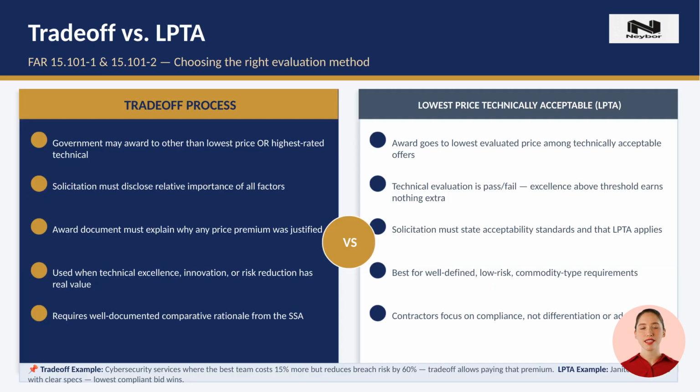Let's look at the 2 main methods under the best value continuum. On the left, the trade-off process gives the government flexibility to pick an offer that isn't the cheapest, as long as the additional technical quality justifies the price premium. The source selection authority must document exactly why that premium was worth paying. On the right, LPTA is a stricter method. Once a proposal clears the acceptability threshold, technical excellence doesn't help. It all comes down to price. The practical takeaway: in a trade-off procurement, your proposal narrative and differentiated strengths matter enormously. In LPTA, your job is to prove compliance at the lowest possible price.